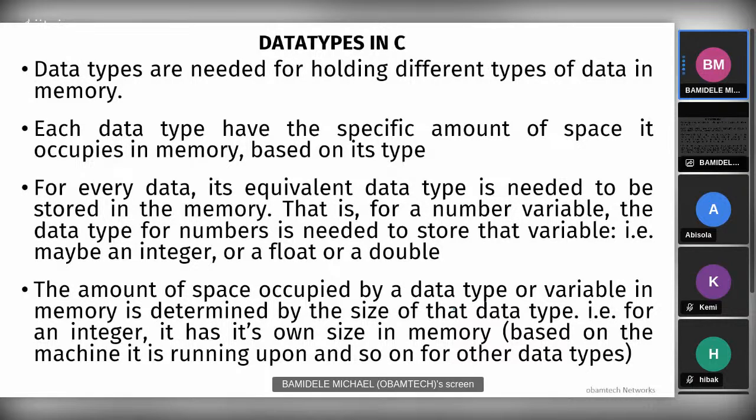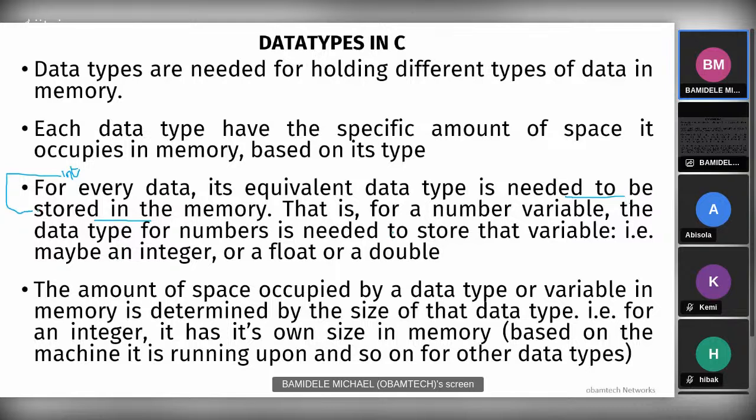Each data type has a specific amount of space it occupies in memory based on that type. For every data, its equivalent data type is needed to be stored in memory. If you have ints, it has the amount of space it will occupy in memory.